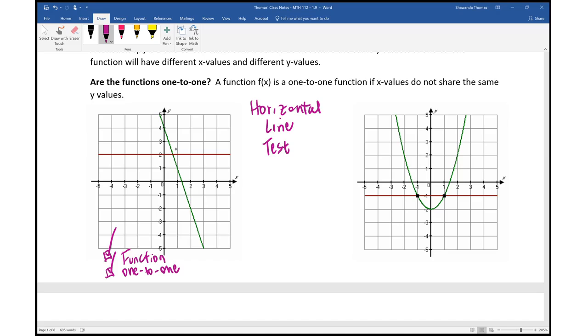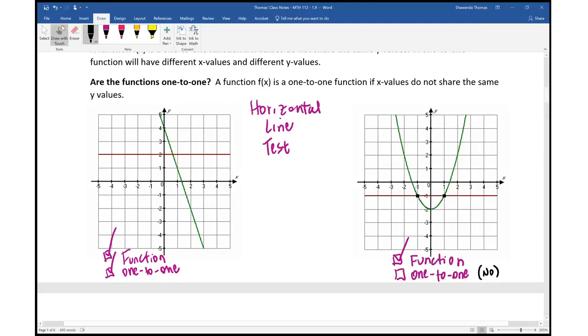Let's look over here on the right. Question, is it a function? Yes, you can look at the y-axis to see that it passes the vertical line test, but does it pass the horizontal line test? No, right? No, therefore it is not one-to-one. No, not one-to-one. Okay.